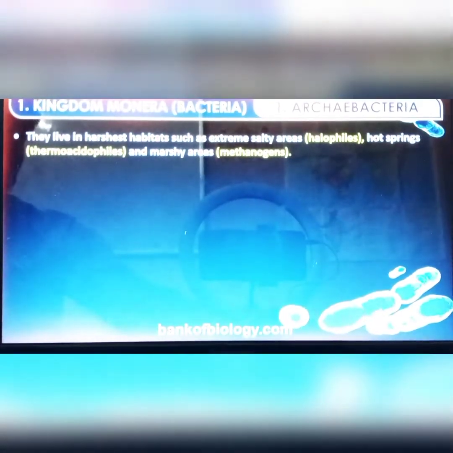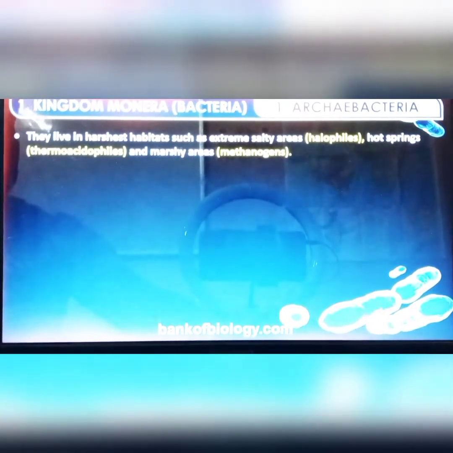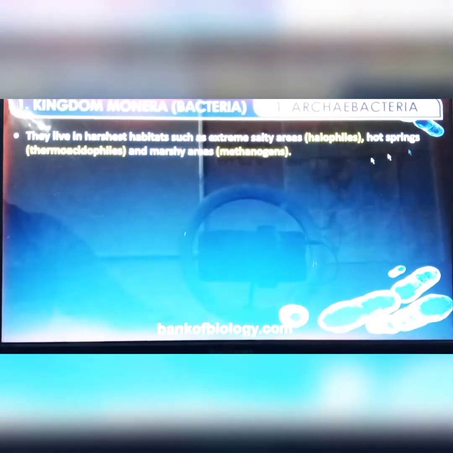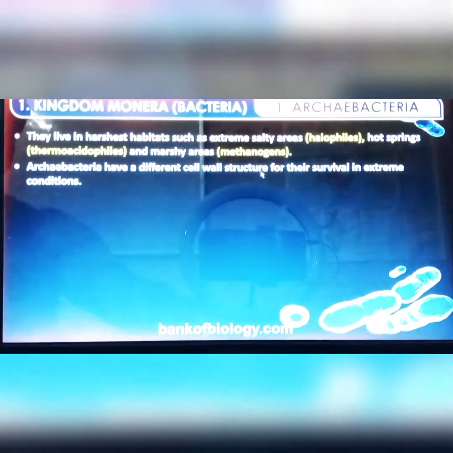Archaebacteria live in the harshest habitats, at the extreme salty areas. It means they can tolerate the harshest habitats. It means they are halophiles. It means they can tolerate the extreme salty areas. They can tolerate the hot springs. It means they are the thermoacidophiles. And in marshy areas, it means they are the methanogens also. Okay, Archaebacteria have a special cell wall structure for their survival in extreme conditions.